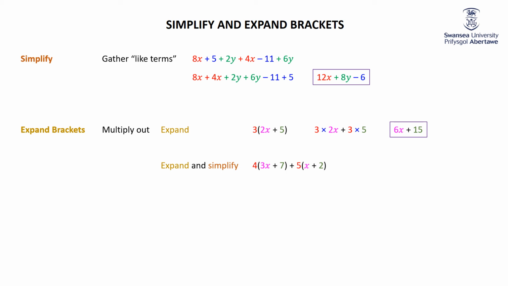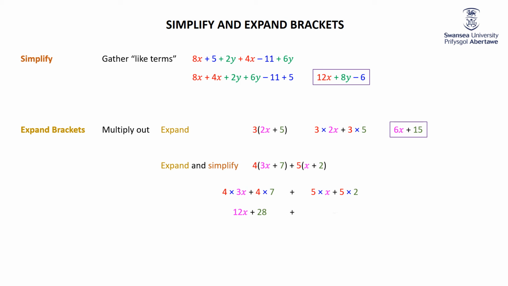Make it a little bit more fun. Let's expand and then simplify. So we've got two brackets here, so let's consider those separately. First of all, 4 times the contents of that bracket is 4 times 3x plus 4 times 7. Now the contents of this bracket: 5x plus 5 times 2. And of course, we're adding those together.